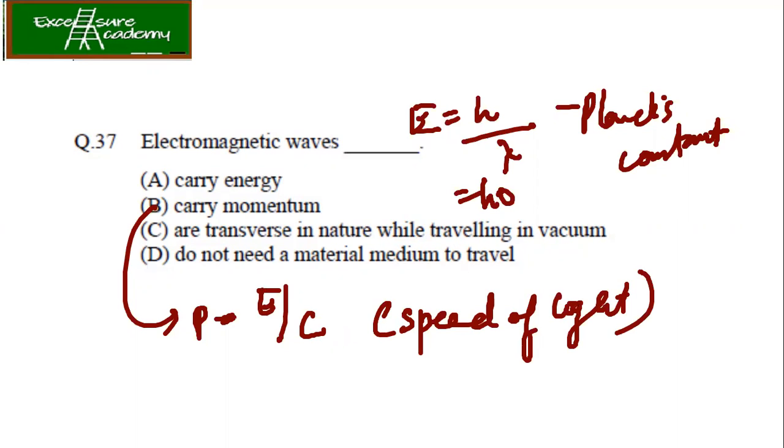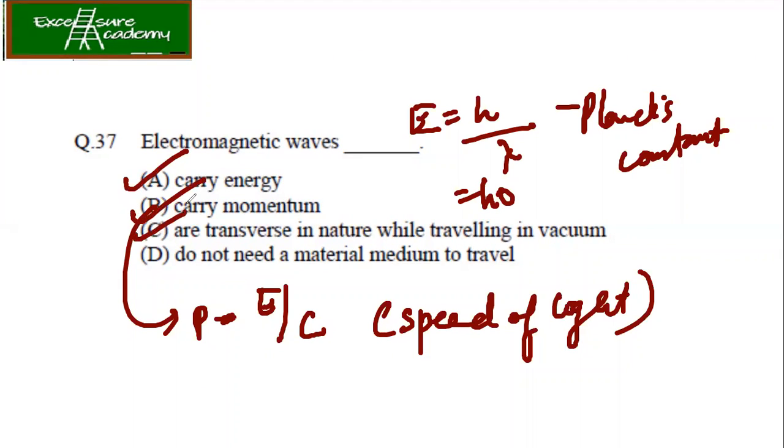Okay, please remember, it need not be said again and again. Electromagnetic waves are transverse in nature while traveling in vacuum or free space, and the changing magnetic field produces an electric field and vice versa. So even this is correct.